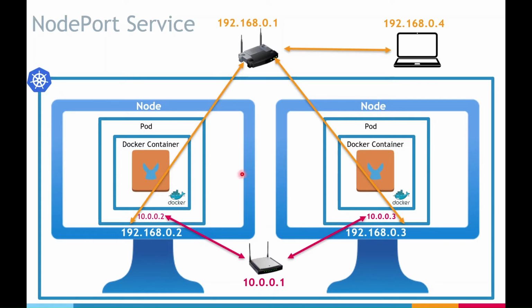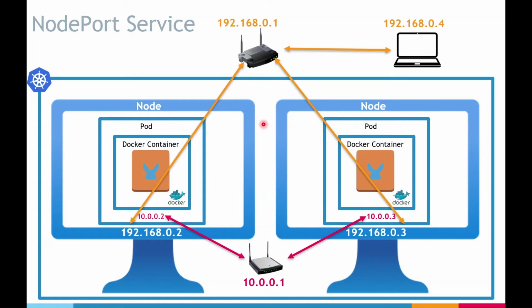Since both of these nodes are part of the Kubernetes cluster, they can easily access the pods using that IP address, because this virtual network is part of the cluster and this machine is not part of the cluster. Hence, it cannot directly access the pods using the pod IP address. For example, 10.0.0.2, if this agent or this machine tries to access this IP, it will definitely fail.